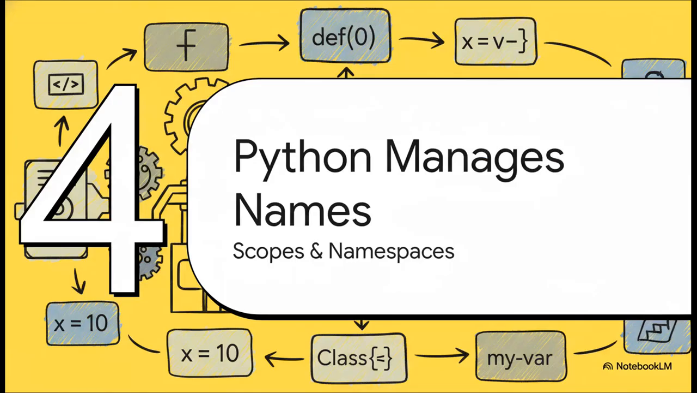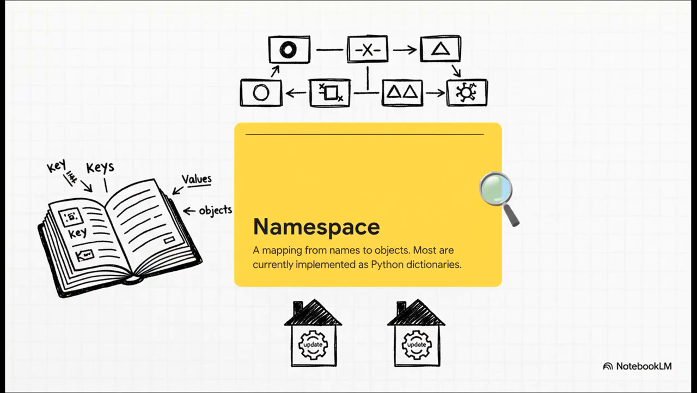Okay, to truly master classes, especially inheritance, we kind of need to understand how Python keeps track of all the names we're creating. Our variables, our functions, our classes. And this brings us to the ideas of scopes and namespaces. A namespace is really just a system that makes sure all the names in a program are unique so they don't clash with each other. The easiest way to think of it is like a dictionary, where the keys are the variable names and the values are the actual objects they point to. Every single module, function, and class has its own private namespace, which is why you can have a function called update in two different files without any confusion at all.